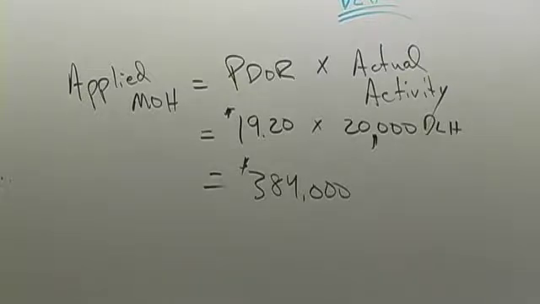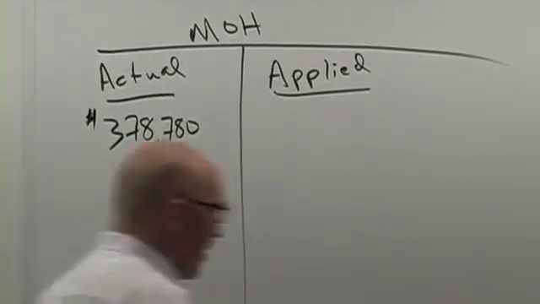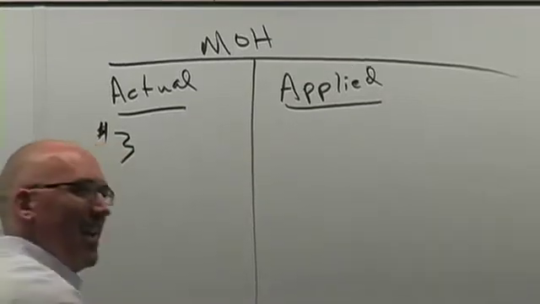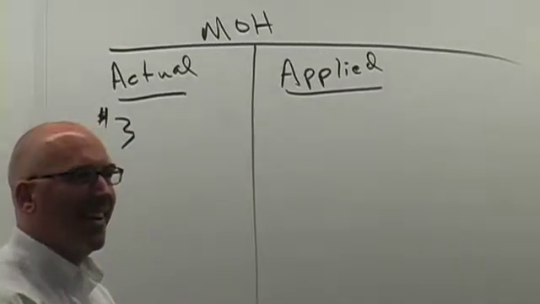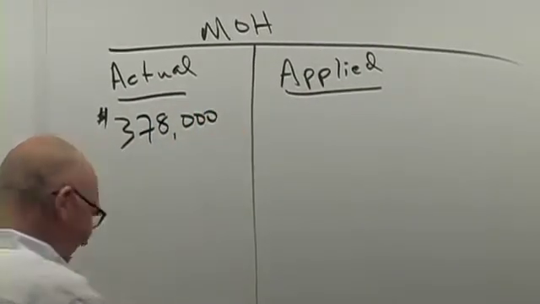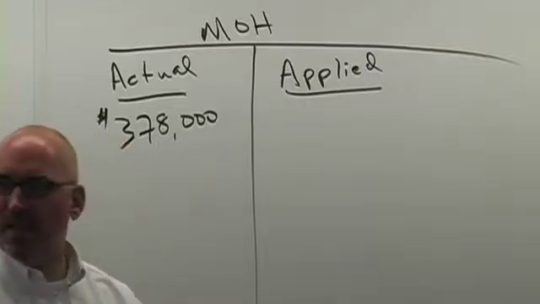378? Is that it? 378. Say again? 378. That would be $378,000. 378, comma 000. Tyson, does that look right to you?